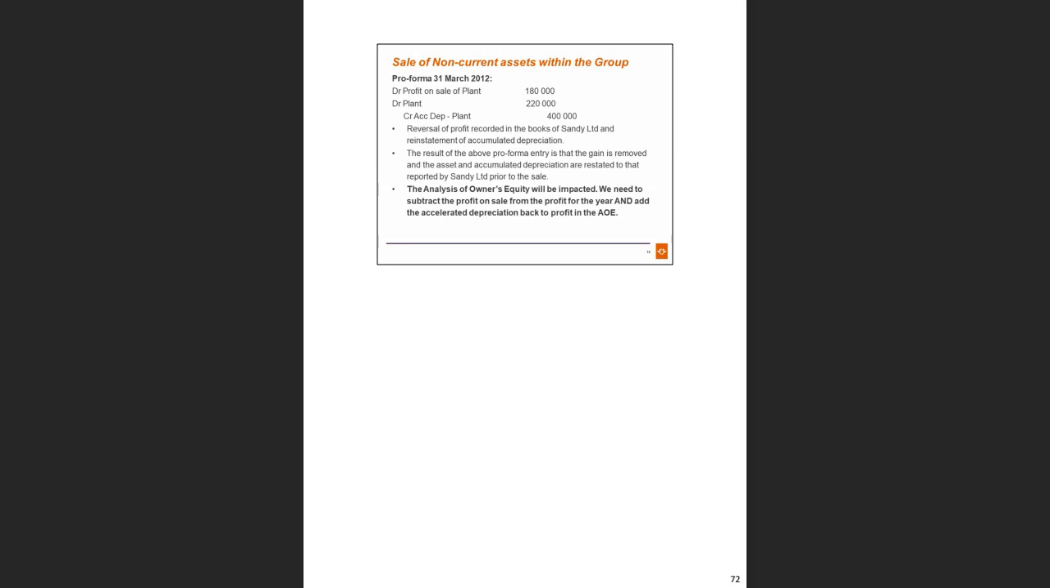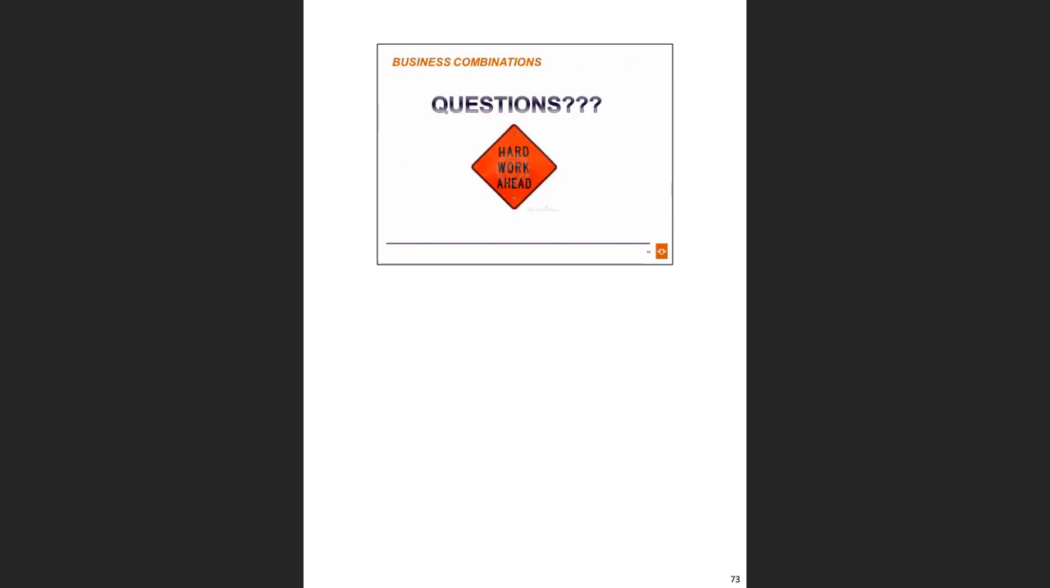So in this situation, the analysis of owner's equity will be impacted because of the way in which the sale took place. The sale was from the subsidiary to the parent. So the analysis of owner's equity shows the analysis of the subsidiary's owner's equity. Okay. So that is the last slide.